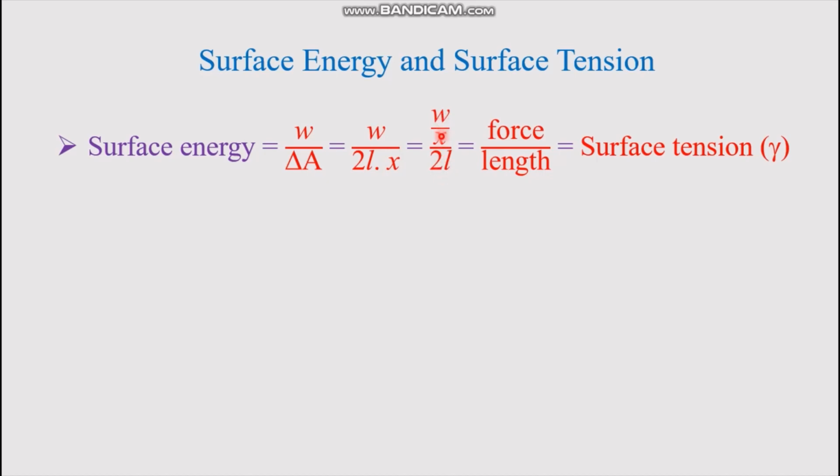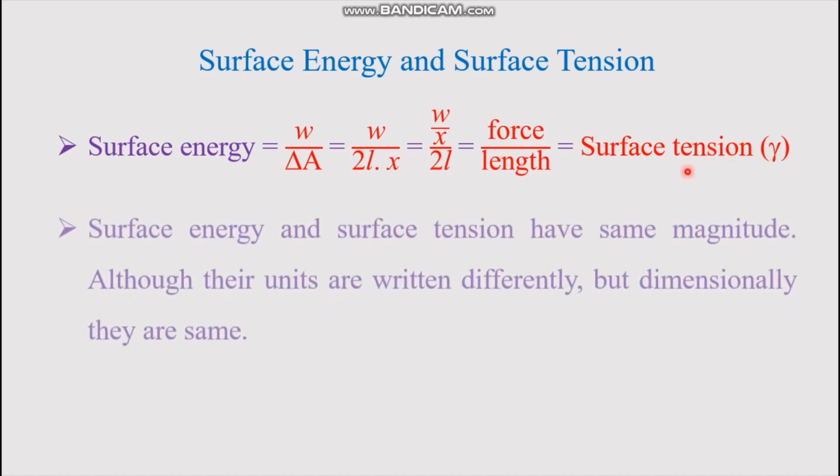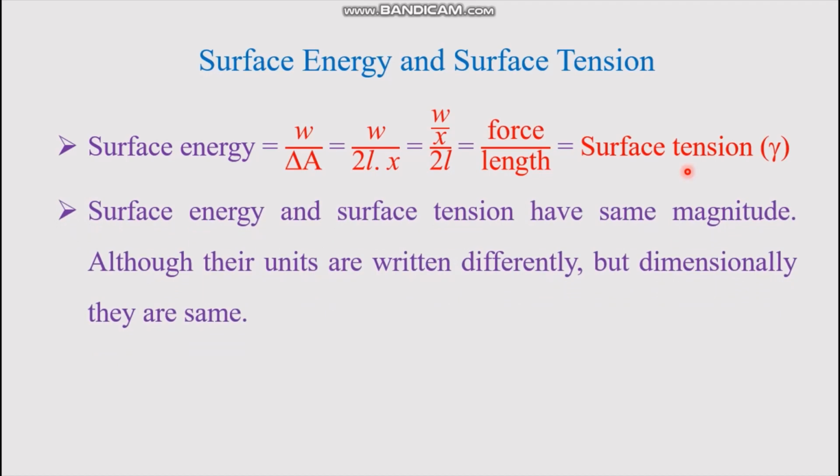Now work by length, if work is divided by length, then it becomes force. So it is force, and twice L is nothing but length. So it is force over length, and force by length is nothing but tension, and this tension is known as surface tension, denoted as gamma. Therefore the magnitude of surface tension and surface energy are the same. Surface energy and surface tension have the same magnitude, although their units are written differently, but dimensionally they are the same.